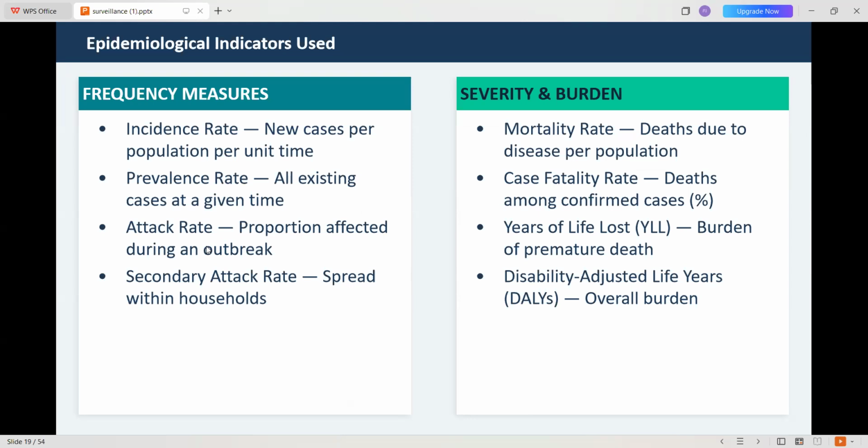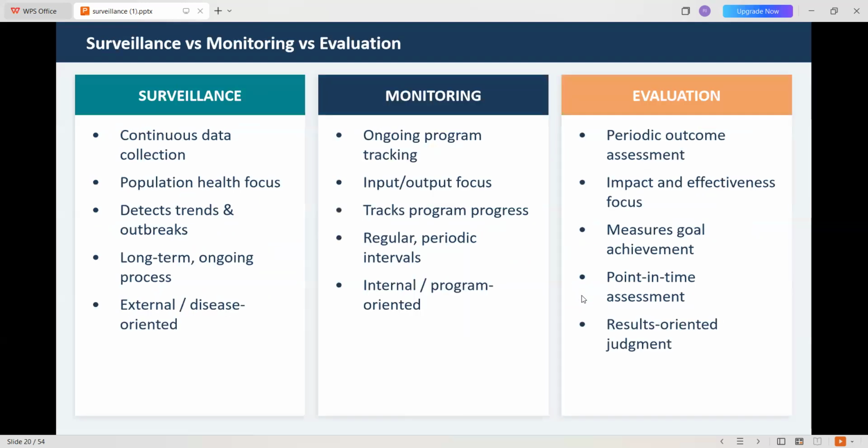Next, severity and burden by mortality rate: death due to disease per population; case fatality rate: death among confirmed cases; years of life lost: burden of premature death; disability-adjusted life year: overall burden.